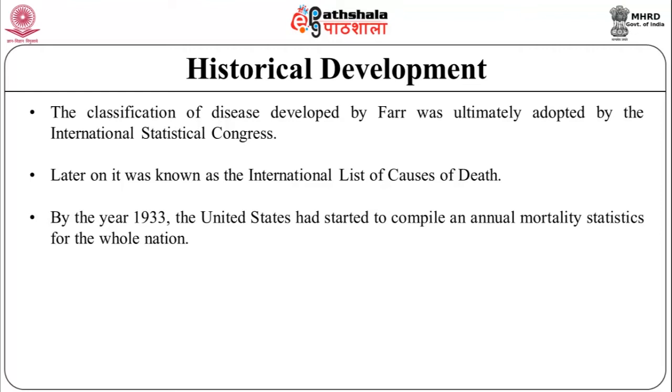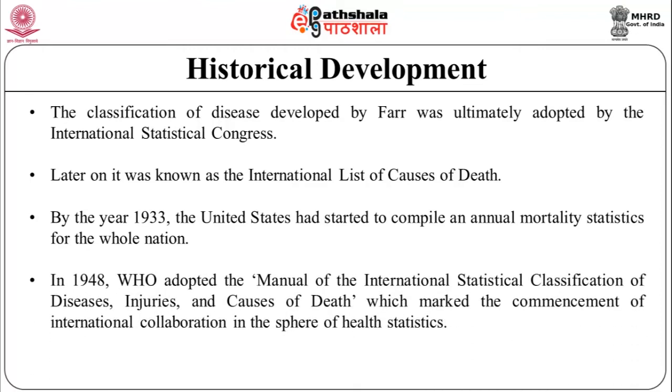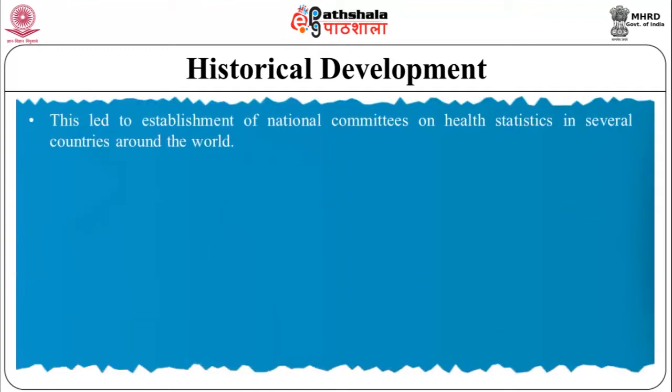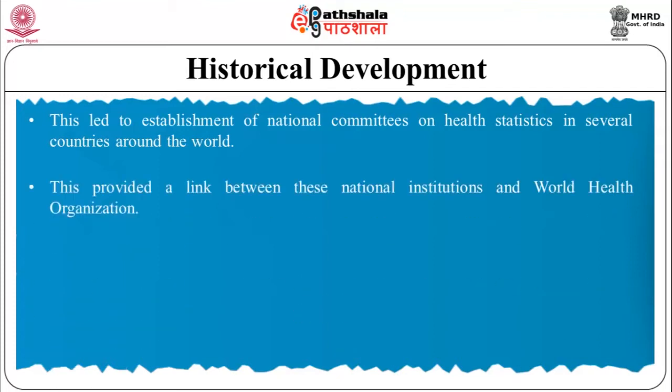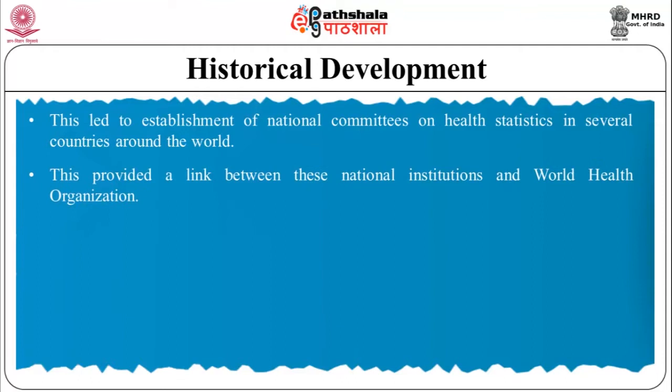By the year 1933, the United States had started to compile an annual mortality statistics for the whole nation. In 1948, WHO adopted the Manual of the International Statistical Classification of Diseases, Injuries and Causes of Death, which marked the commencement of international collaboration in the sphere of health statistics. This led to establishment of national committees on health statistics in several countries around the world. This provided a link between these national institutions and the World Health Organization.